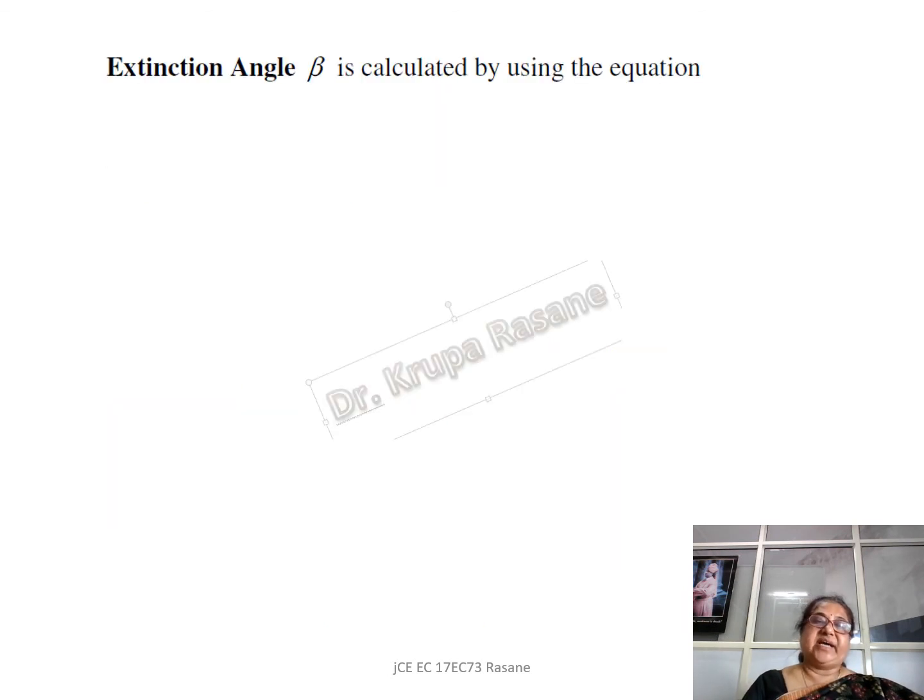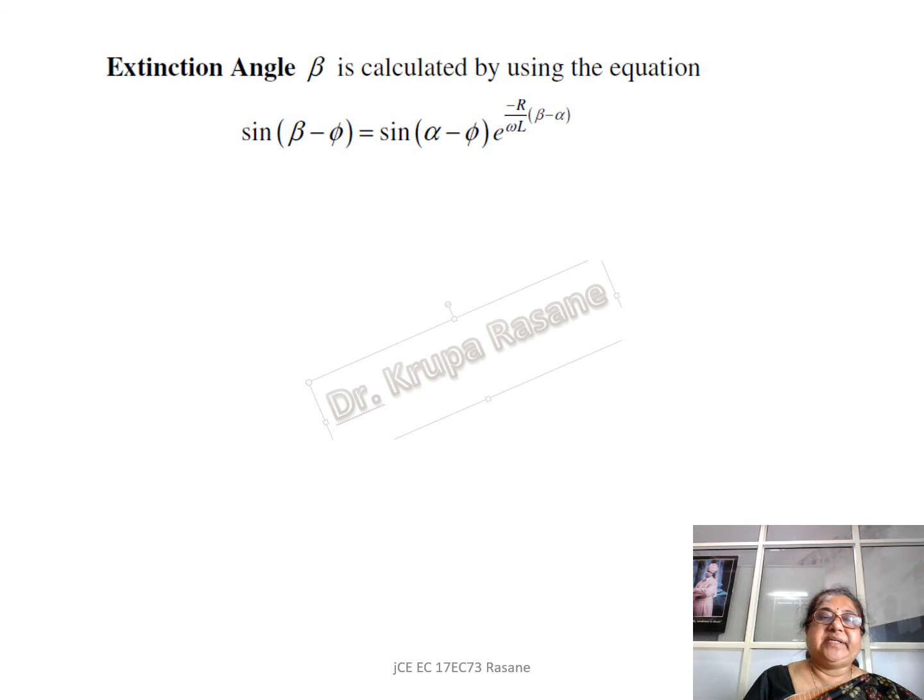Next, extinction angle beta can be evaluated. Okay, we got the range now. It is beyond 180 and before 240, so we have to find exactly how much beta is. To evaluate that, we'll have to do certain iteration. I told you how to calculate beta: sine of beta minus phi equals sine of alpha minus phi into e to the power of minus R by omega L times beta minus alpha in brackets. This expression I got by putting i t equal to 0, because at beta the current is equal to 0 in the i t equation.